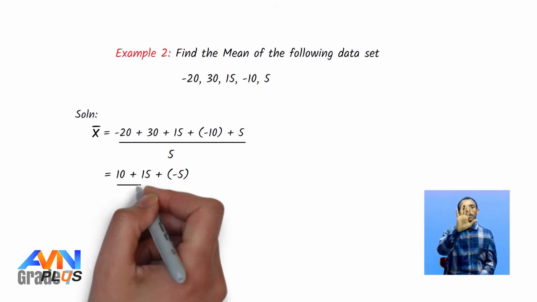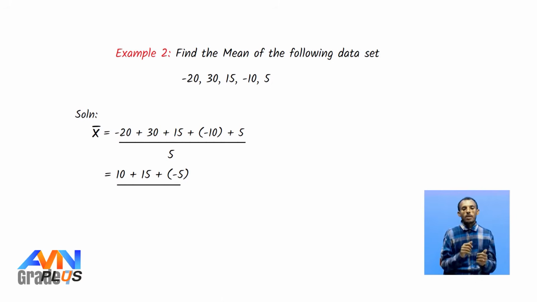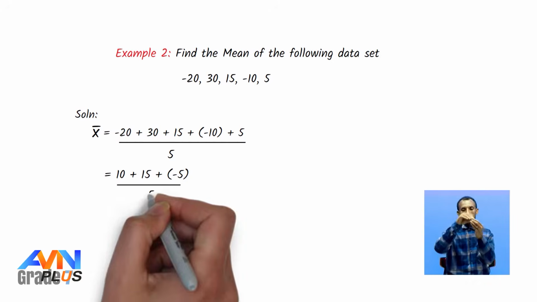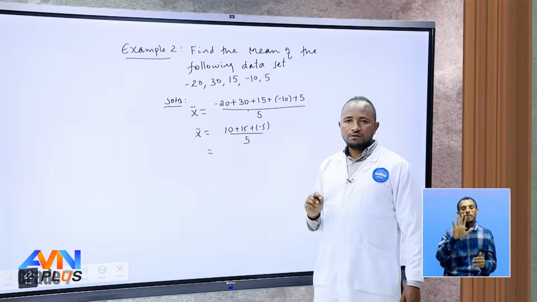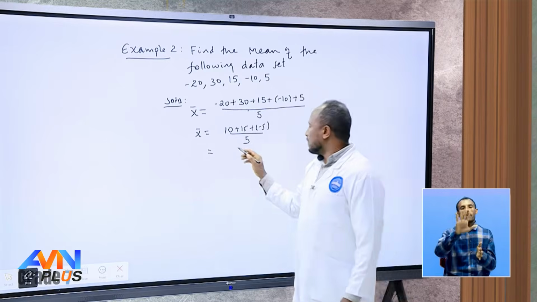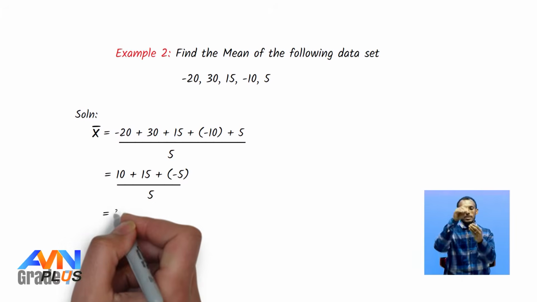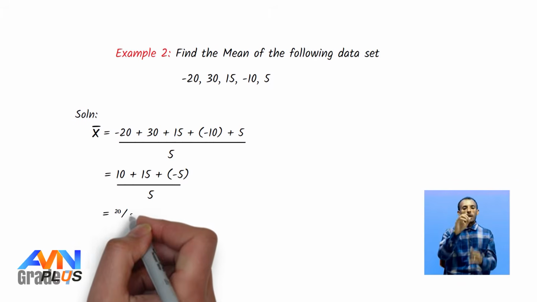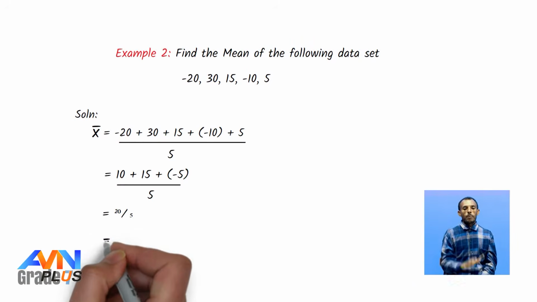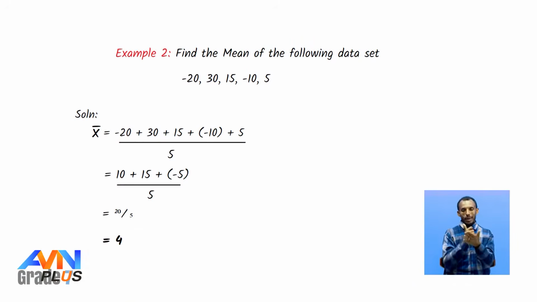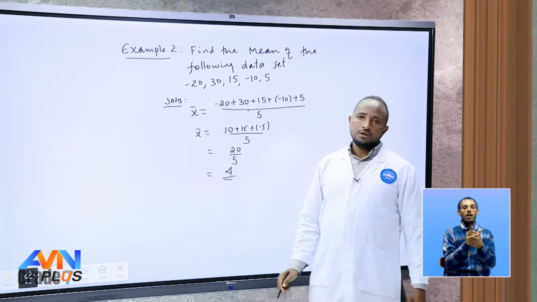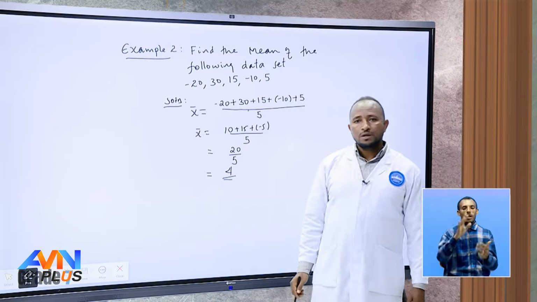Add these: 10 plus 15 is 25, and 25 plus negative 5 is 20. Therefore, the sum is 20 divided by 5, which is 4. Therefore, the mean of this data set is 4. Now, we'll proceed to the next example.